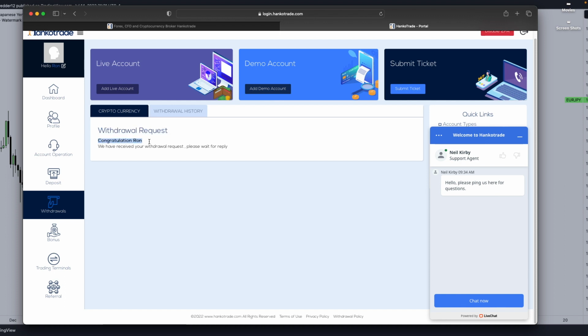As you guys see right here, congratulations, Ron. They're not going to say this on the demo account. You're not even going to be able to withdraw the demo. So let's go ahead and go into my second trade here.